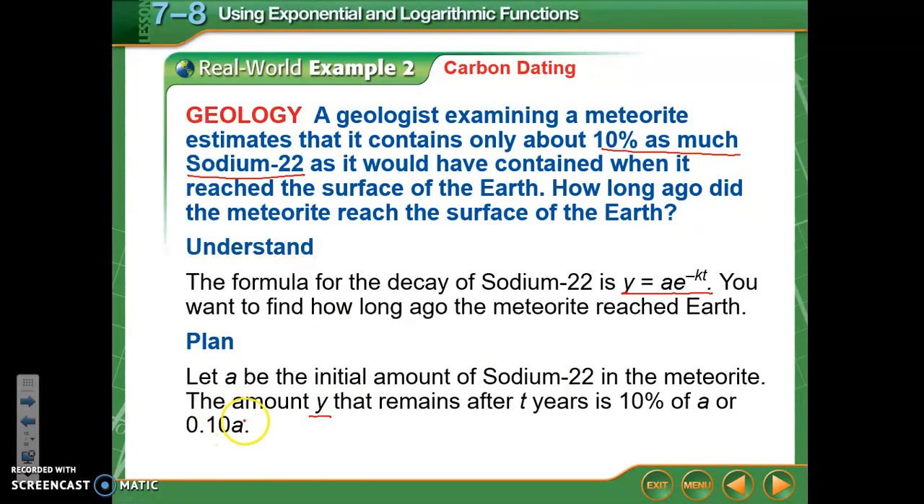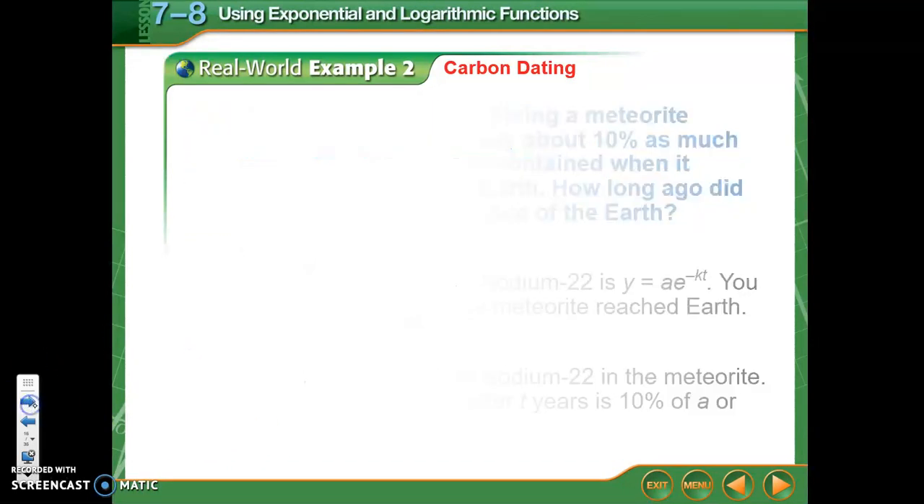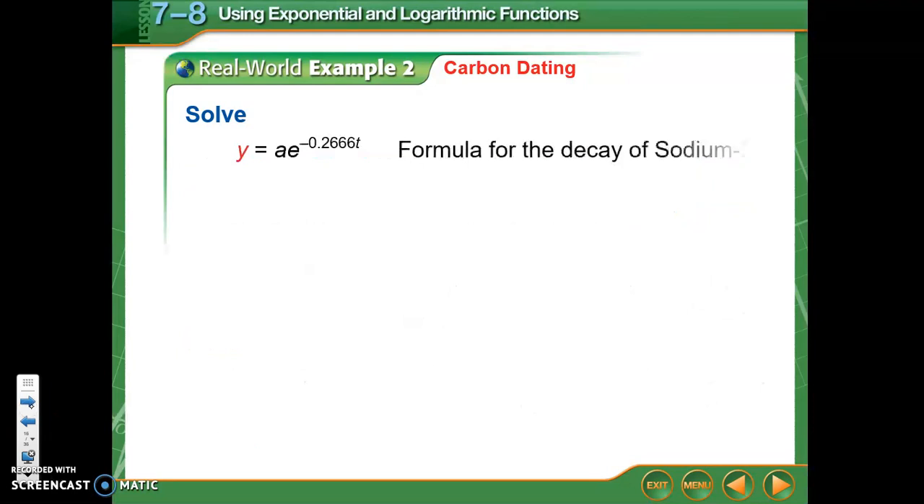So again, we don't know A, but we know that what's left over is 0.10 A, or 10% of A. So if we're going to solve, we're going to set up our equation. Where did we get this number? We got it from example 1. If you go back to example 1, we have the K value for sodium 22. That's always going to be the value of K.